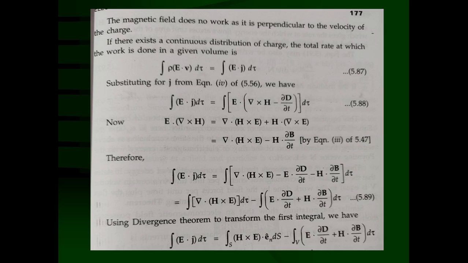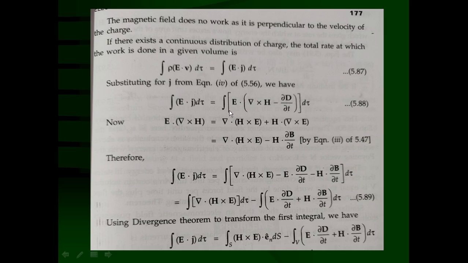Maxwell's third equation: curl of H is equal to J plus del D upon del T. So making J the subject of the formula, we can say that J is equal to curl of H minus del D upon del T. So in this expression, the volume integration of E dot J d tau is equal to the volume integration of E dot (curl of H minus del D upon del T) d tau. So we have substituted the value of J in terms of curl of H minus del D upon del T. That is equation 5.88.